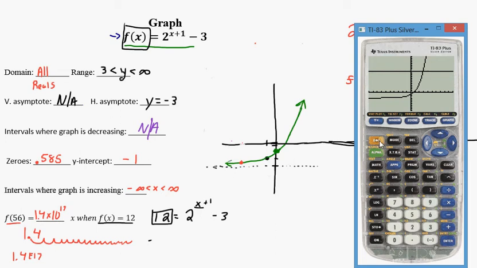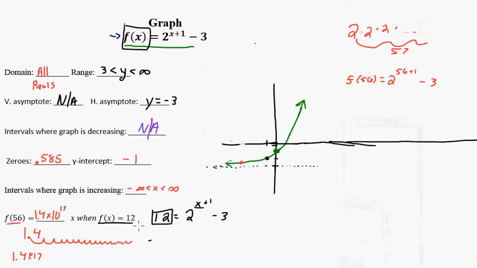So again, we're going to use our intersection feature. So we go to intersect, and we'll put the spider right there on the intersection, press enter 3 times, 1, 2, 3, and I have x is 2.907 and y is 12. So 2.907 is our x value, the answer to this question. x equals 2.907.